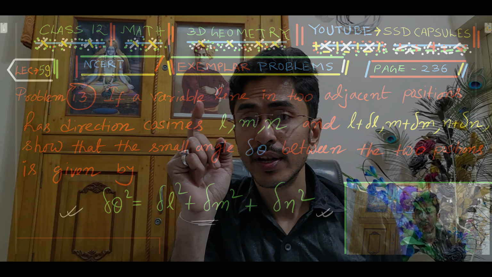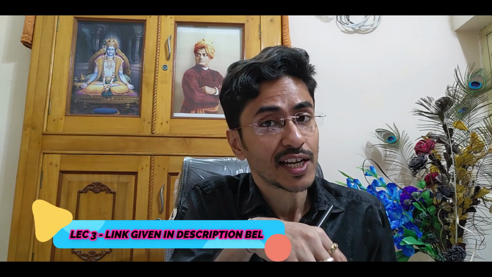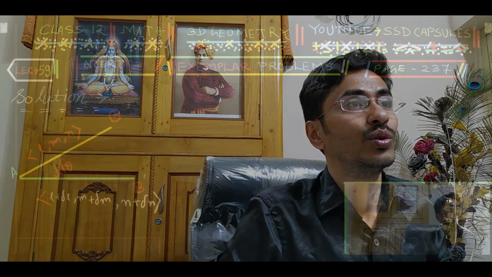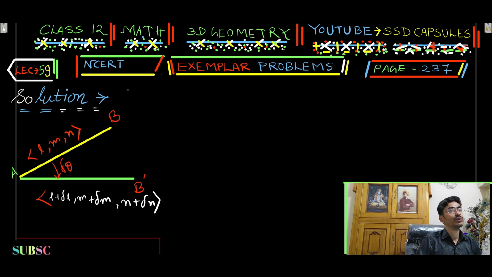So here we will use the concepts we have discussed in our earlier lectures, on the relation between the direction cosines, maybe lecture number 2 or 3. You can check the playlist section of my channel SSD Capsules. l square plus m square plus n square equals 1. That concept we are going to use, and the angle between two lines. See that lecture named angle between two lines. So these two concepts we are going to use today.